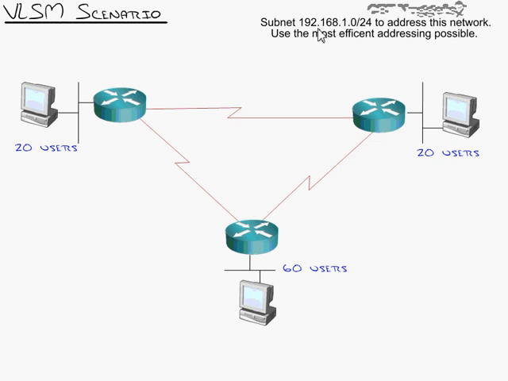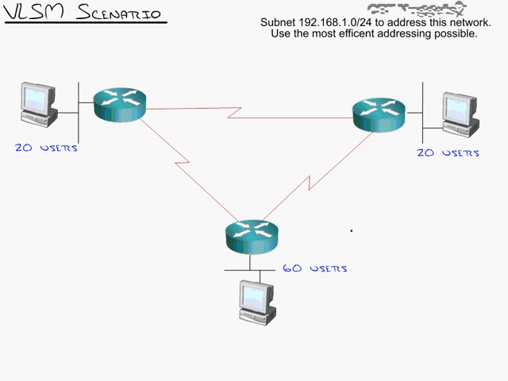For example, we have 192.168.10.0/24 here, and I could break that into mini networks to address this network that you see in the diagram. But notice the statement. It says subnet 192.168.10 to address this network using the most efficient addressing possible. Whenever you see most efficient addressing possible, that means we're going after variable length subnet masking, which means you're going to use custom subnet masks for every segment of the network.